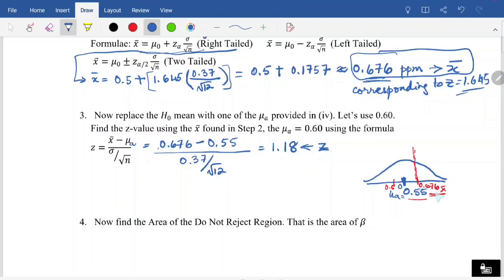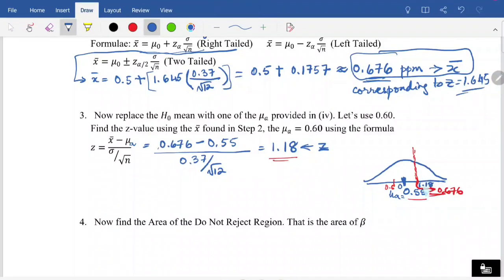So this value now has a z value of not 1.645, but 1.18. Let me erase this and space it out a little bit. The x bar value was 0.676. The corresponding z value is 1.18. Right? It's 1.18. That's the z value.